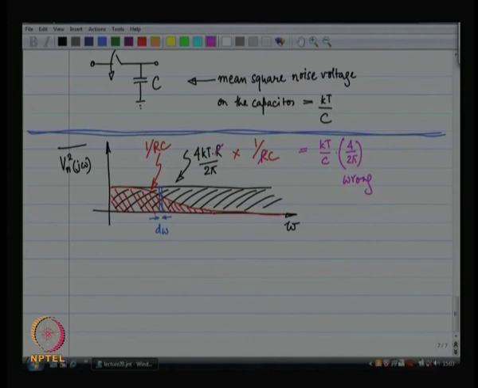Okay. You should be getting 1 over there, not 4 by 2 pi; 4 by 2 pi is less than 1. But the kT over C part is correct, and that gives you the intuitive feeling that the total noise is no longer going to be proportional to R, instead it is going to be inversely proportional to the value of C. Why? Because the cutoff frequency is 1 by RC.